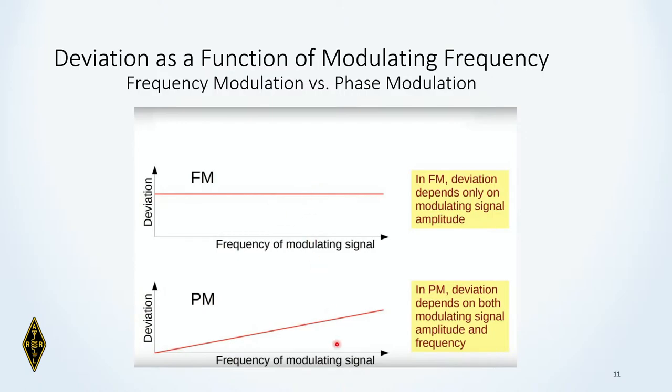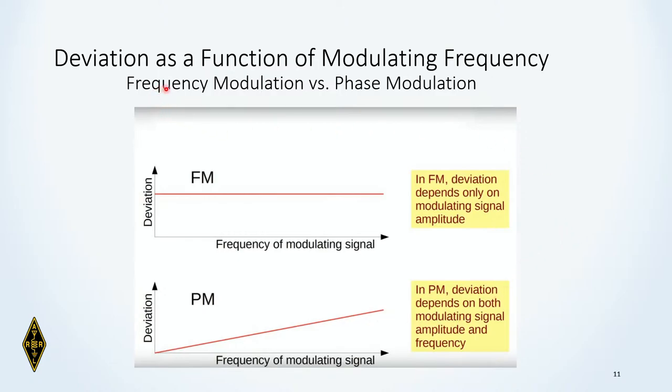So that was from a past class, and then let's relate that to what we're talking about in this class. In FM, and this is direct FM, where you're actually changing the oscillator frequency, deviation depends only on the modulating signal amplitude. But with PM, the deviation is affected by both how loud you're speaking and the frequencies that are present. It's increasing them at double. At a 1,000 cycle tone, if you went to 2,000 cycles, you'd have twice the deviation. It's a 6 dB per octave relationship.